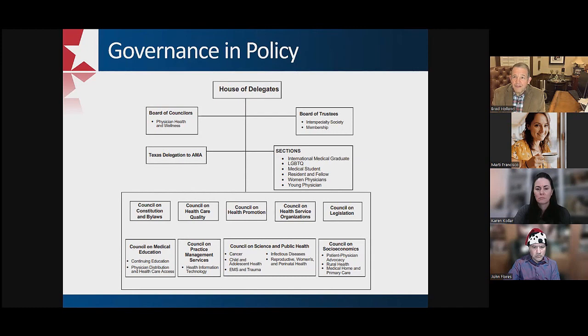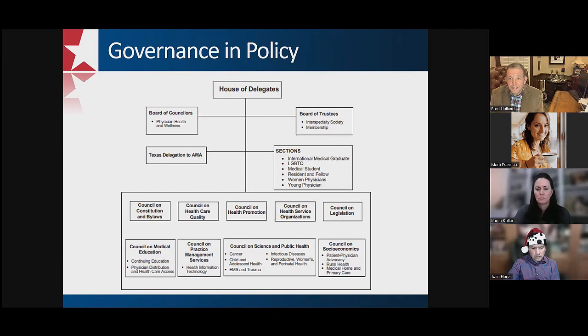And we have our sections, two of which were added fairly recently. So we have our International Medical Graduate section, Medical Student, Resident and Fellows, and Young Physician section, and the two newest sections of the Women's Physician section and the LGBTQ section. Those then are above all of the councils and committees.